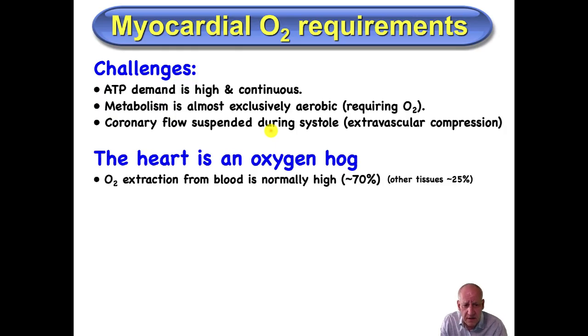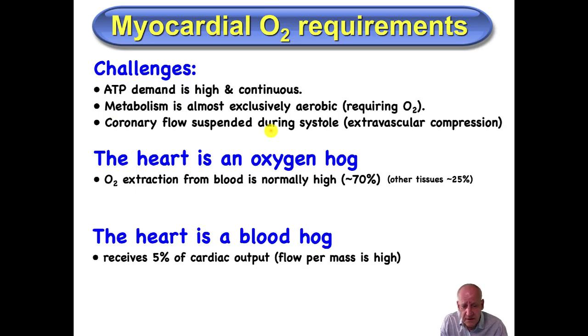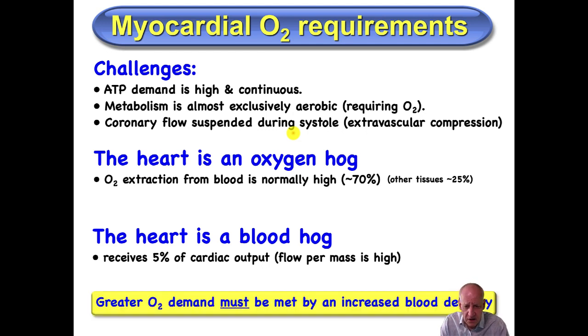The heart is an oxygen hog. Its oxygen extraction from the blood is extremely high, and the heart is a blood hog. It receives 5% of the cardiac output, yet it constitutes less than 0.5% of the body weight. So in exercise, as the heart's MVO2 increases up to 5-fold, how does blood flow delivery increase in proportion?